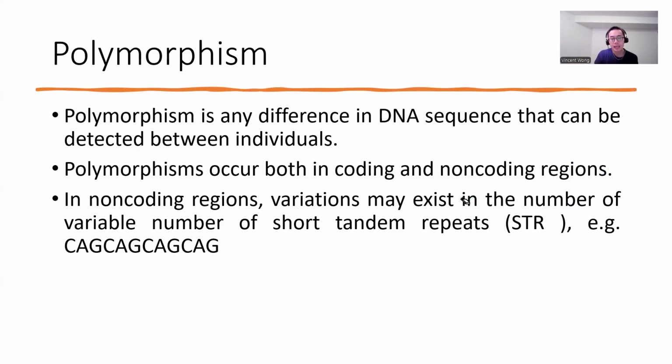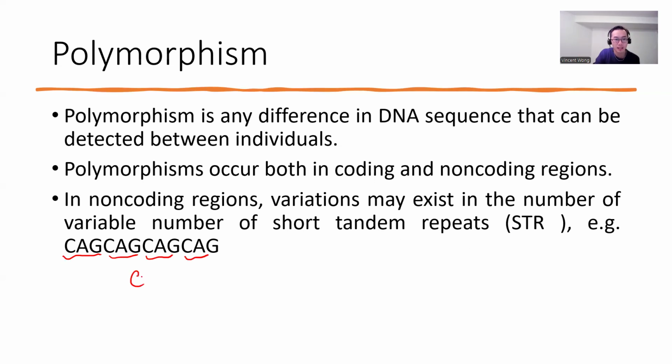Now, of the different types of polymorphisms, of the different types of detectable difference, one particular type that we are interested in is called STR, which stands for short tandem repeats. They're short repeats that go one after the other. That's what tandem means. Tandem means lined up one after the other, right? So for example, over here we have CGA, CGA, CGA, CGA.